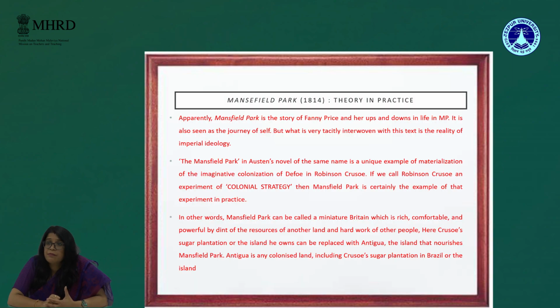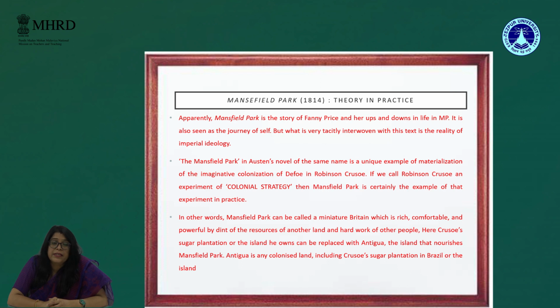Now, what is the story of Mansfield Park? We know, apparently, it is the story of Fanny Price and her ups and downs in the life in Mansfield Park. Mansfield Park is an estate. It's a very rich people's estate, Mr. Bertram's estate, which is also the name of the novel.